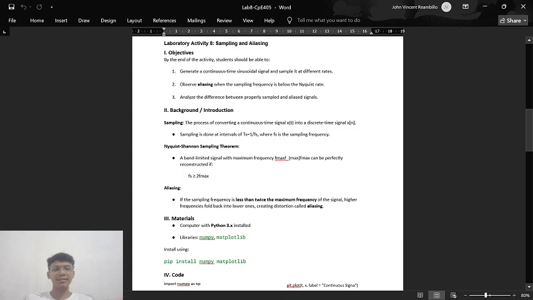Sampling is the process of converting a continuous signal into a discrete one by taking measurements at specific time intervals. The sampling rate or sampling frequency determines how often we take the samples. According to the Nyquist-Shannon sampling theorem, to perfectly reconstruct a signal, the sampling frequency must be at least twice the maximum frequency of the original signal. If we sample below that rate, we encounter aliasing, which causes the signal to appear distorted or to have a lower frequency than the original.